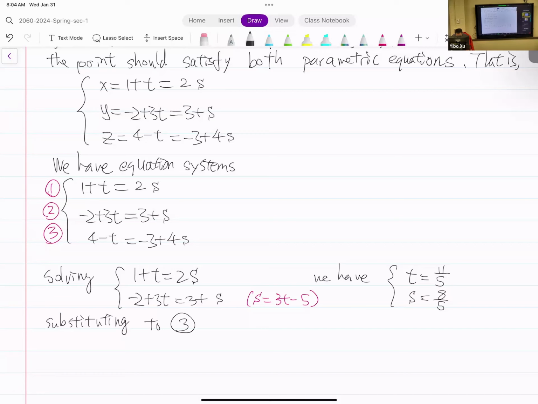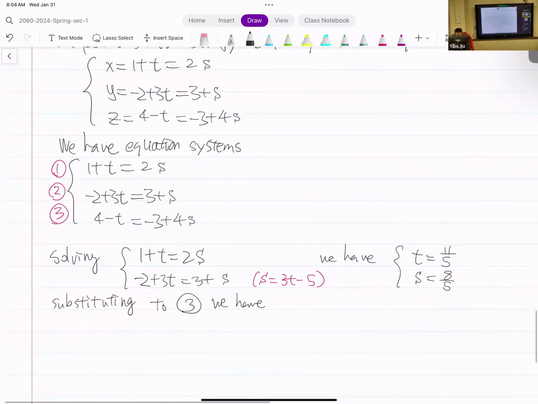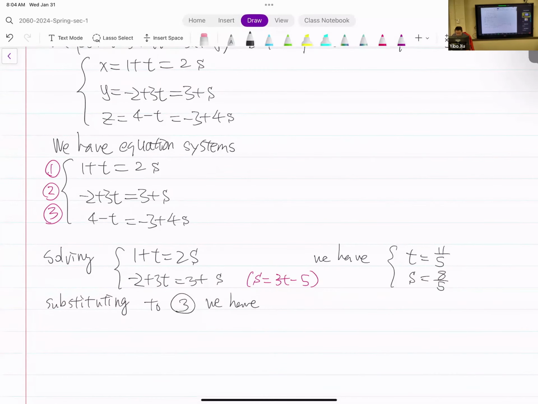Equation 3, we have something interesting. We have the left hand side, and we want to match it with the right hand side. Now let's say 4 minus t is the left hand side, which is 4 minus 11 over 5. So 4 is actually 20 over 5, and you do the difference, that's actually 9 over 5.